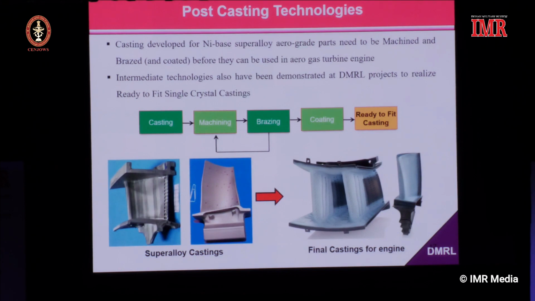Of course, this is the last slide. Castings, whatever we develop, are not used as such. There are a lot of post casting operations, and till now we are relying on foreign sources for these. This involves machining, brazing, and of course coating, which I have discussed in the first slide. DMRL is in the process of establishing these post casting technologies also, so that we'll be able to develop not just the casting, but what we call ready to fit castings.